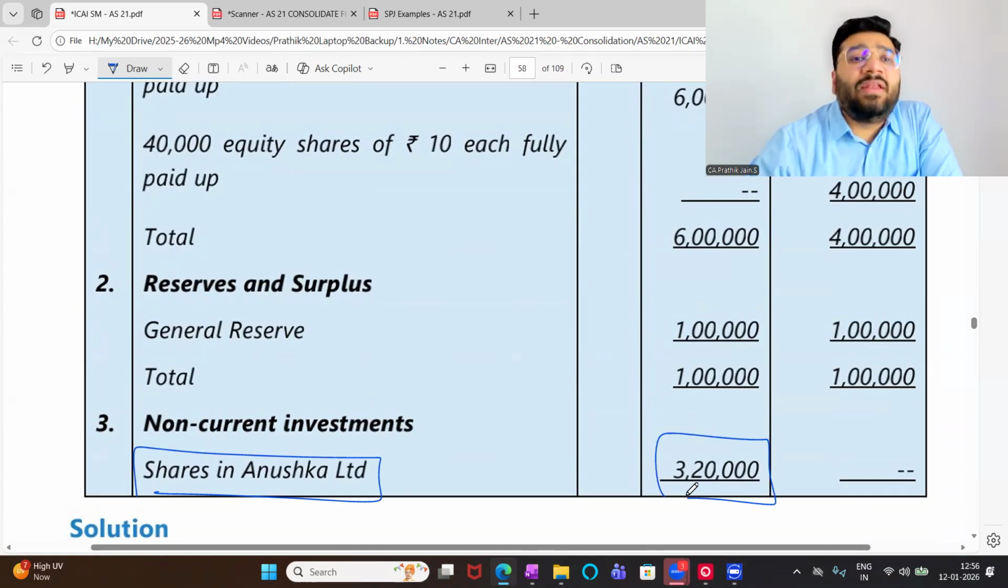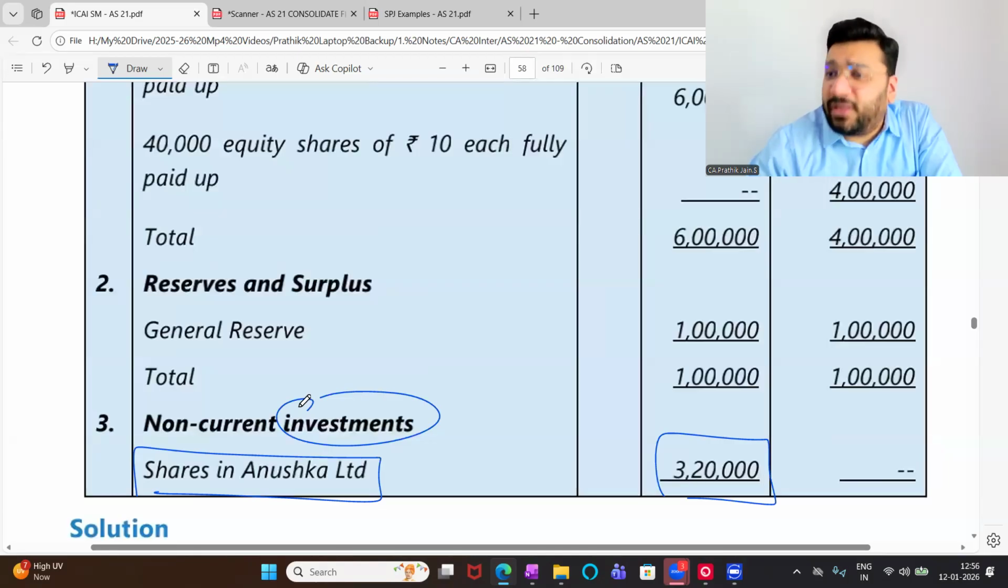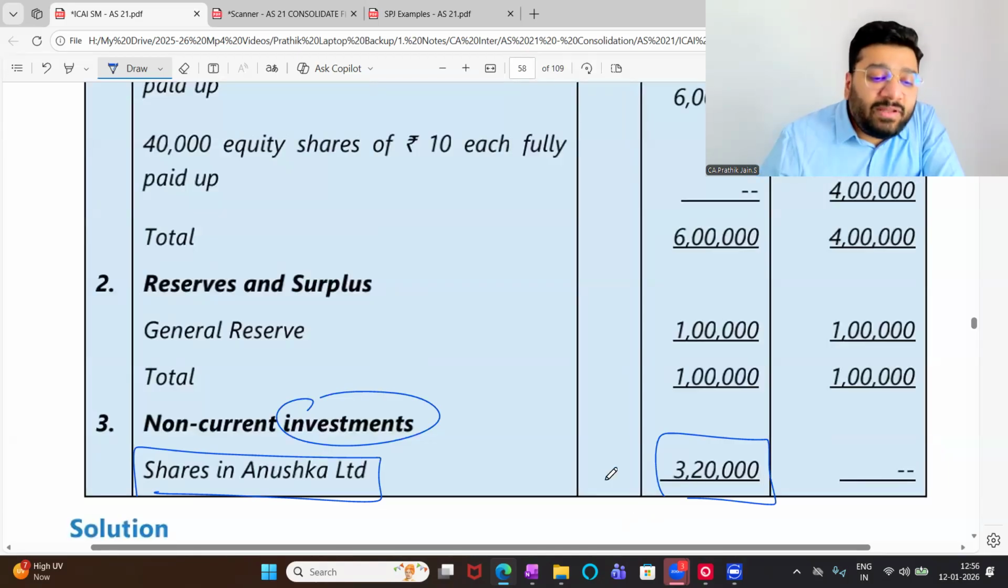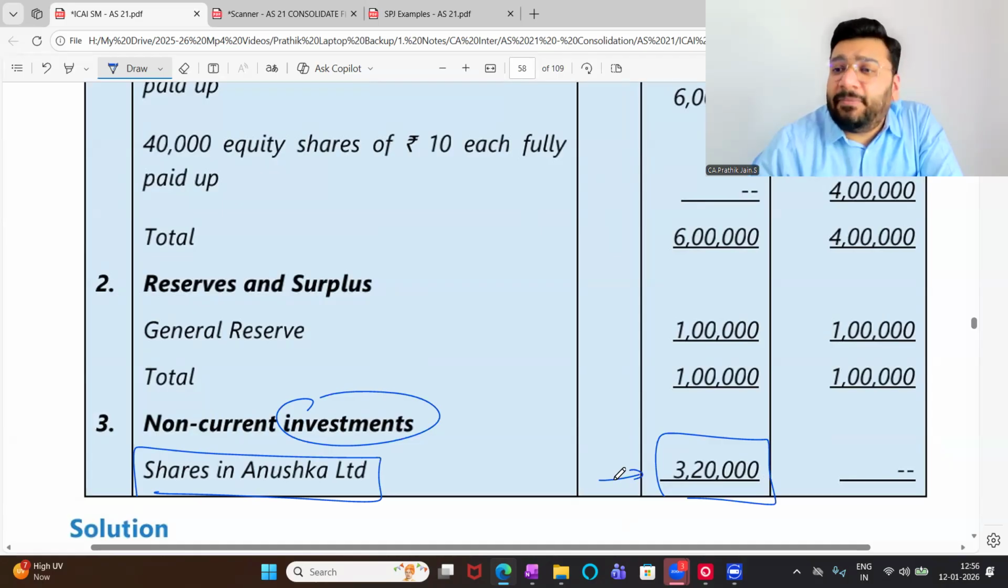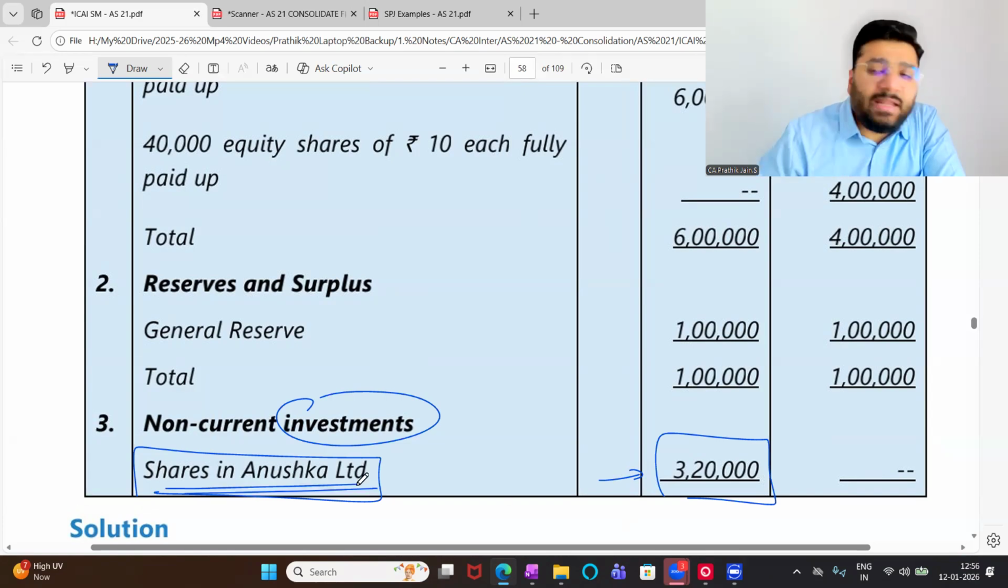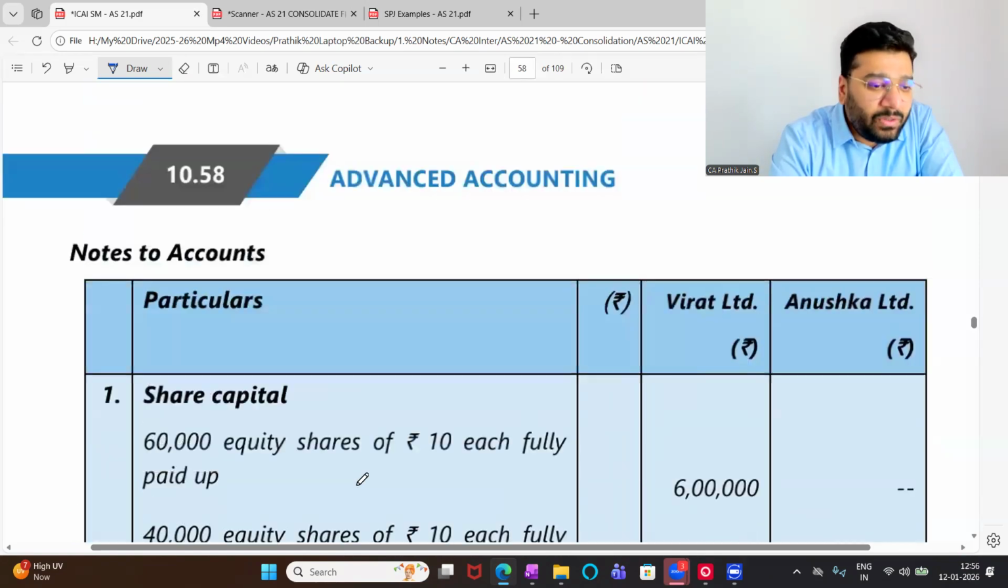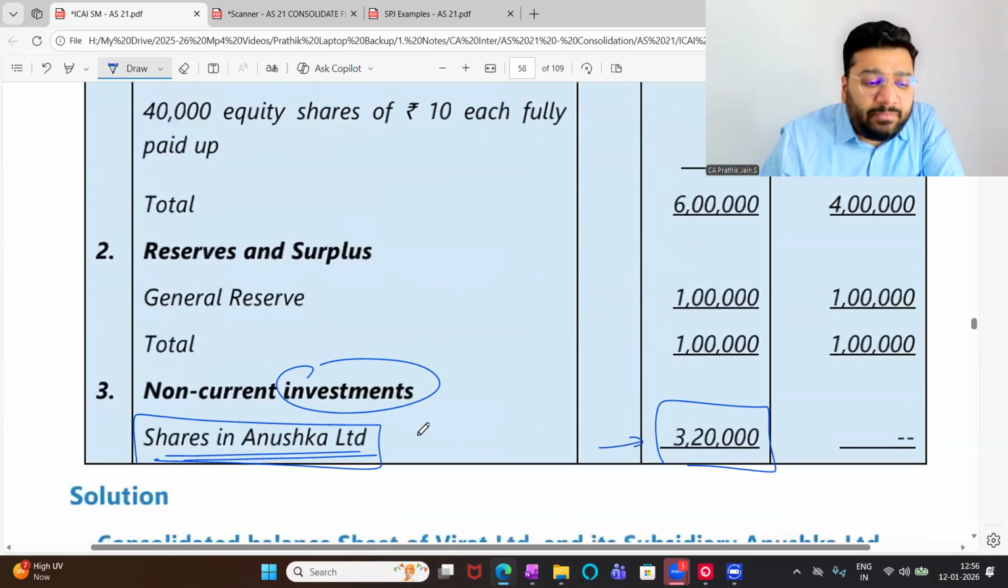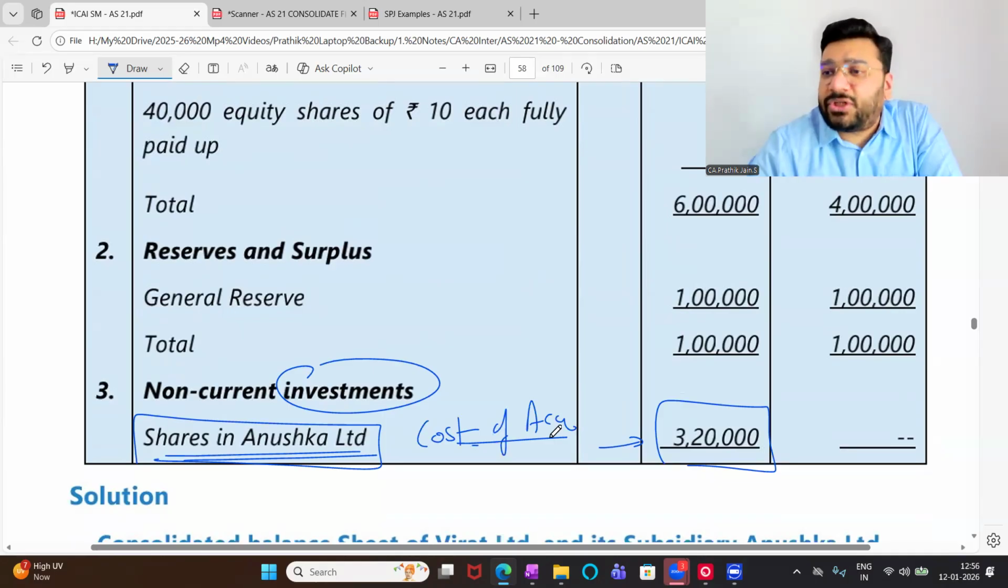Correct? Can Virat Limited invest in the share market? Yes. Can they invest in some other company? Yes, they can invest wherever they want. So investment here does not mean only investment in subsidiary; all other investments also come here. I wanted to check whether this 320 comprises investment in Anushka Limited only, or whether we have any other investment also. Now we are convinced that it is only investment in Anushka Limited. So this is the money that you have paid, the cost of acquisition. Okay or not okay?